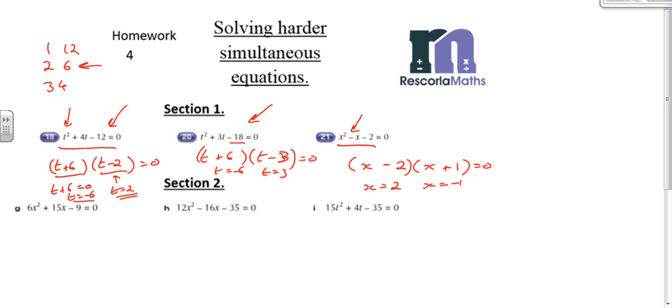Next, it's the slightly trickier factorization. For this first one here, you can either have x and 6x or 3x and 2x, and usually only one of these will be the correct solution. Now, two numbers that multiply together to make 9, so it's going to be 1 and 9 or 3 and 3. And we've got to somehow use them to make plus 15x.